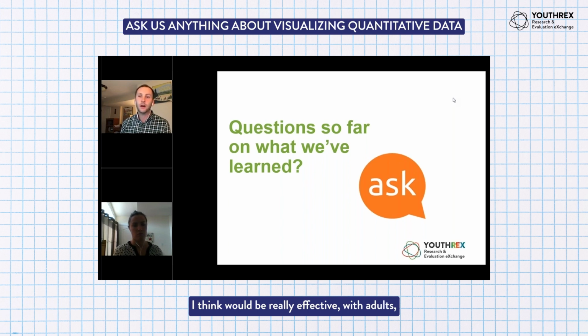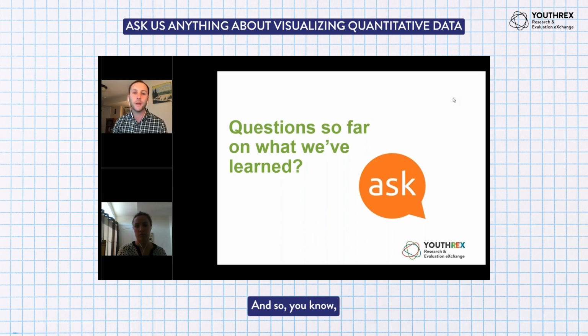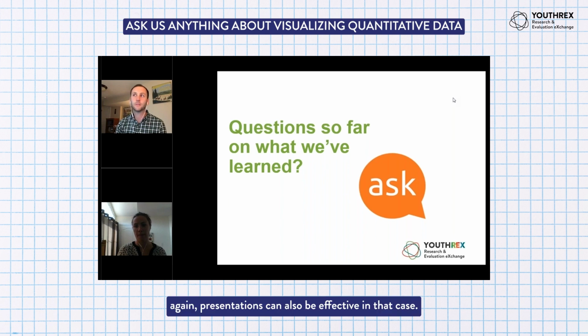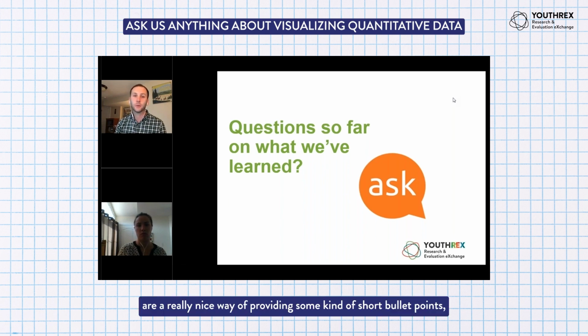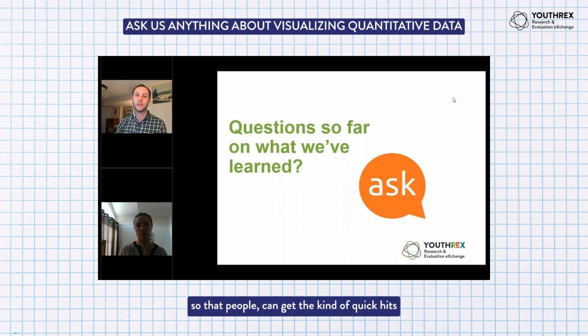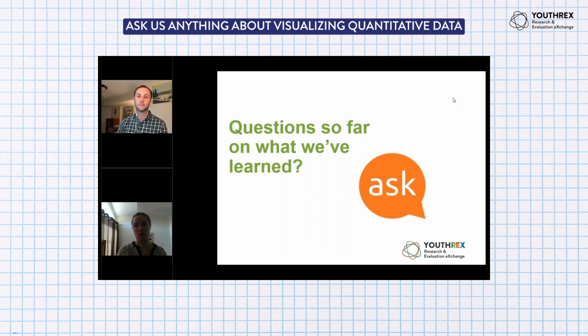With adults, I think that's where you're more likely to be able to present things in writing and expect that they'd be able to make sense of it. But I also wouldn't overestimate that. When you're doing your own data analysis and visualization, you get really wrapped up in it and you assume that it makes sense to everybody. So again, presentations can also be effective in that case. And also, as you mentioned, Corliss, infographics are a really nice way of providing short bullet points so that people can get the quick hits, and then if they want to read a deeper report, can dive into that as well.